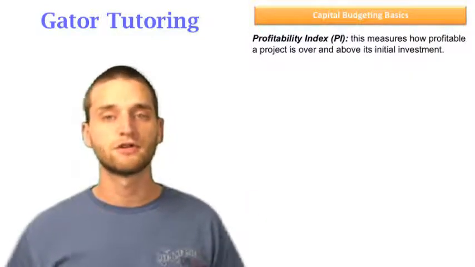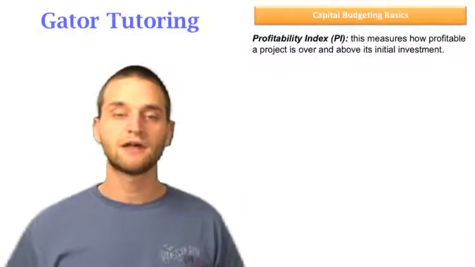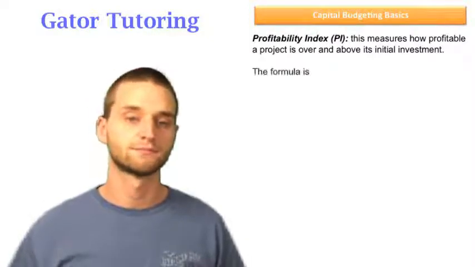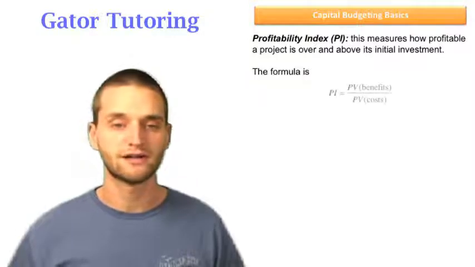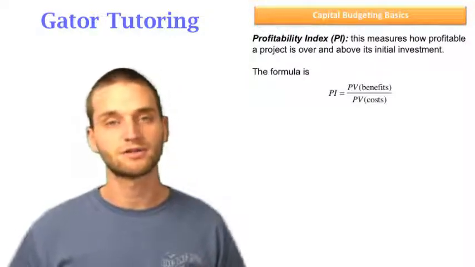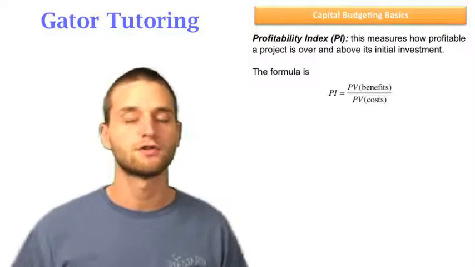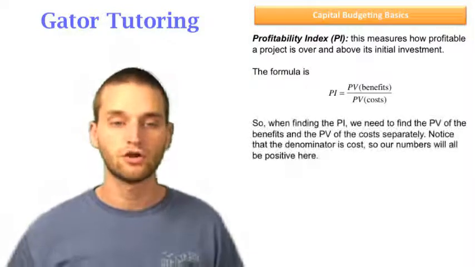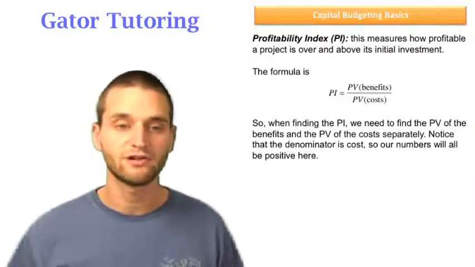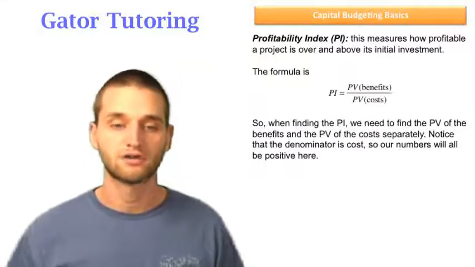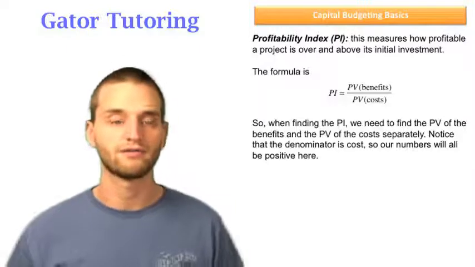Next, we want to talk about the profitability index. This measures how profitable a project is over and above its initial investment. The formula for profitability index is the index equals the present value of the benefits of a project, the cash inflows, over the present value of its costs, its cash outflows. So, when finding the profitability index, we need to find the present value of the benefits and the present value of the costs separately. Notice that the denominator is cost, so our numbers will all be positive here.